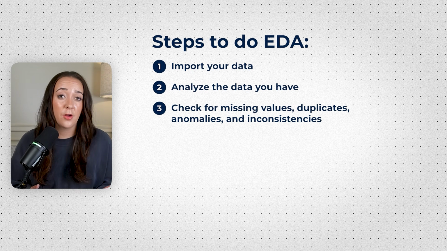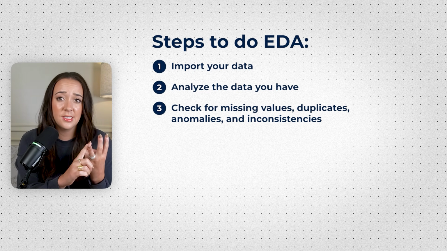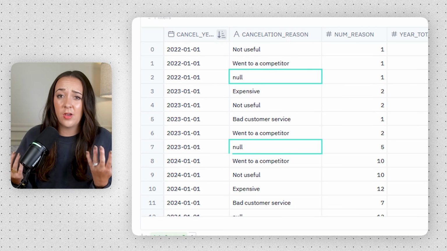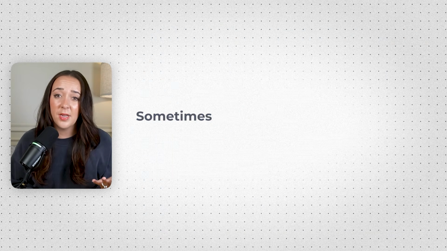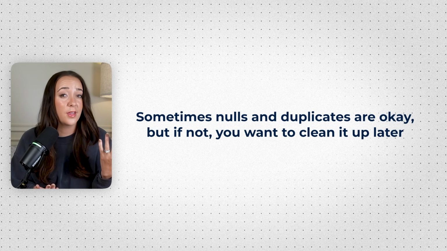Next, you're gonna wanna see if there are any missing values, any duplicates, any anomalies or inconsistencies. And if so, are those things that you should clean up or edit? What do they mean in the context of the business? Because of course, sometimes nulls and duplicates are okay and they're there for a reason, but if not, that might be something you want to clean up later.